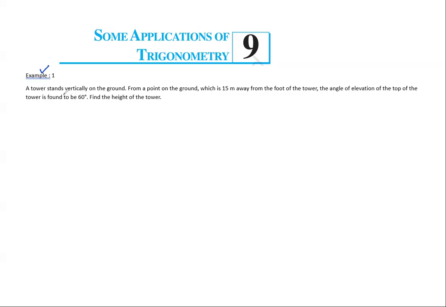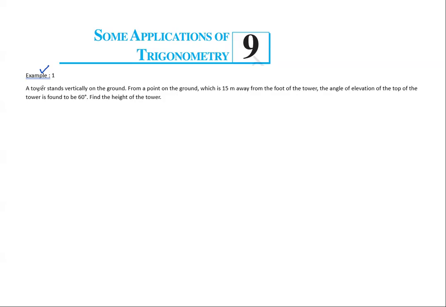Let me read out the question. A tower stands vertically on the ground. From a point on the ground which is 15 meter away from the foot of the tower, the angle of elevation of the top of the tower is found to be 60 degree. Find the height of the tower. Let me break it down into three parts.